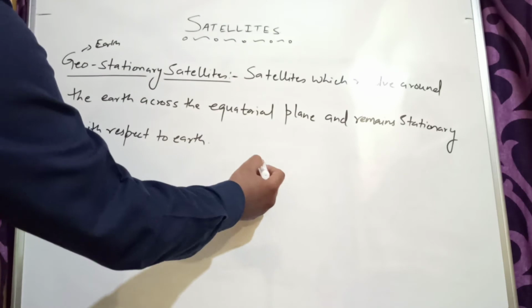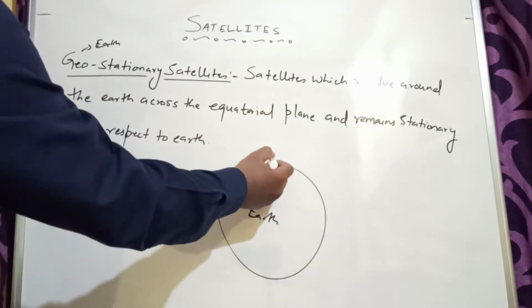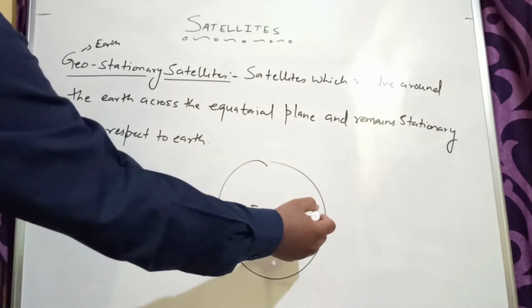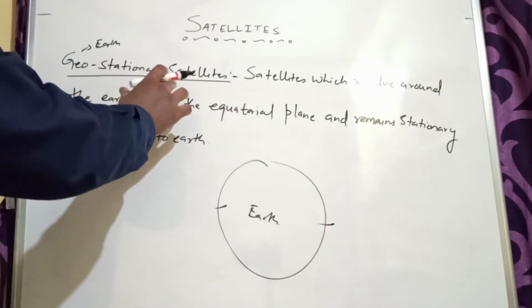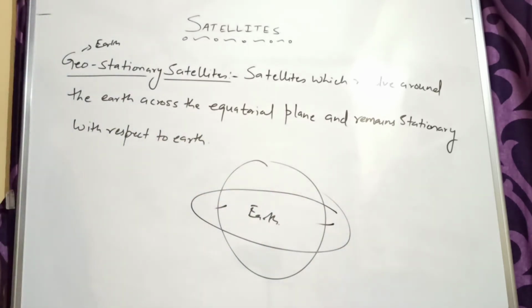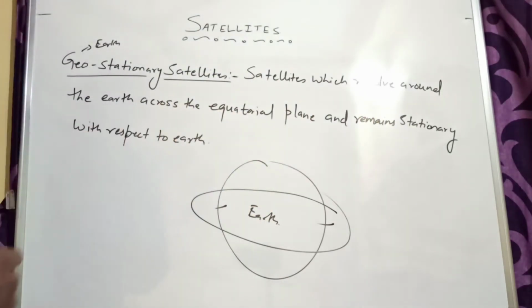What do you mean by this? See, for example, this is your Earth, and these are your North Pole and South Pole, and this is your equator. So this geostationary satellite is revolving in this plane, like this horizontal plane. First. Second, it remains stationary with respect to Earth.